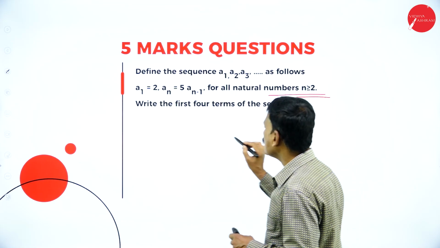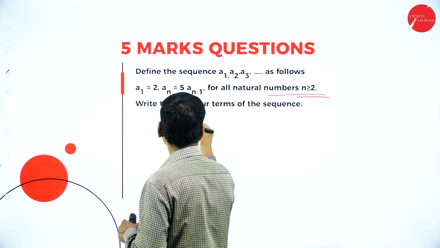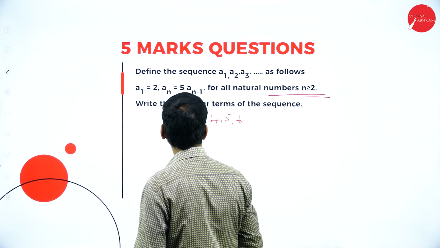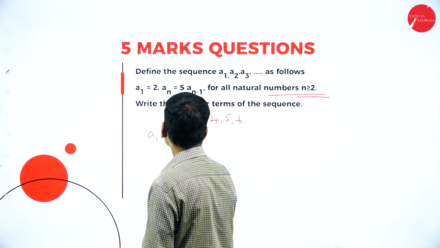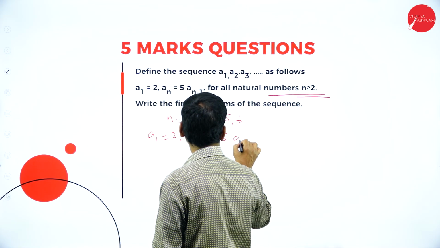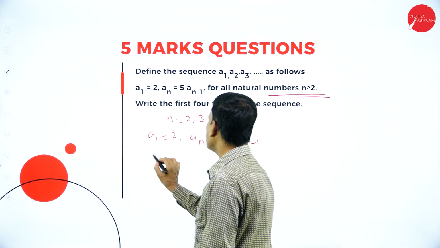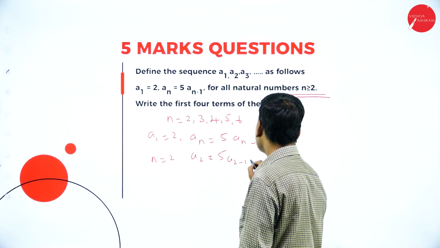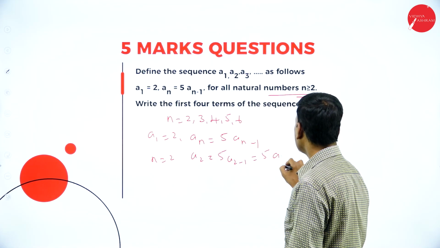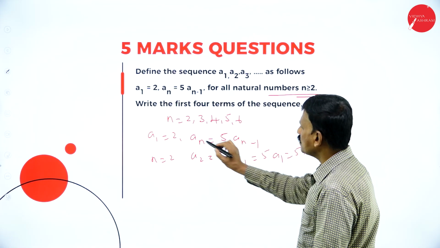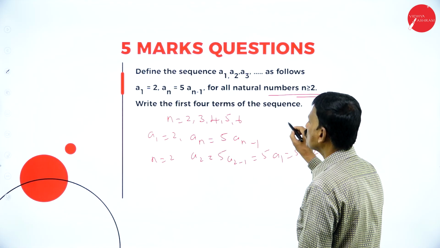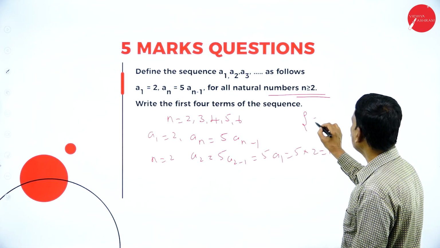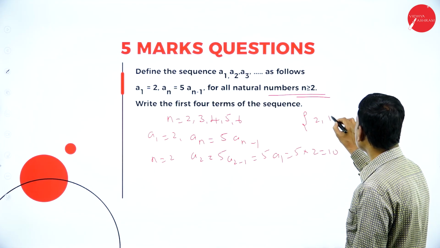Now here n is greater than or equal to 2, so put n is equal to 2, 3, 4, 5 and 6. What is given? a1 is equal to 2, then an is equal to 5 times an minus 1. Put n is equal to 2: a2 is equal to 5 into a2 minus 1, that is 5 into a1. a1 is 2, 5 into 2 is 10. So we have a1 is 2 and a2 is equal to 10.